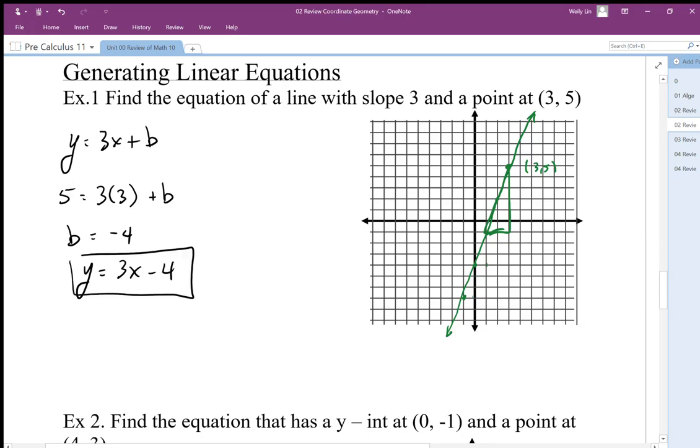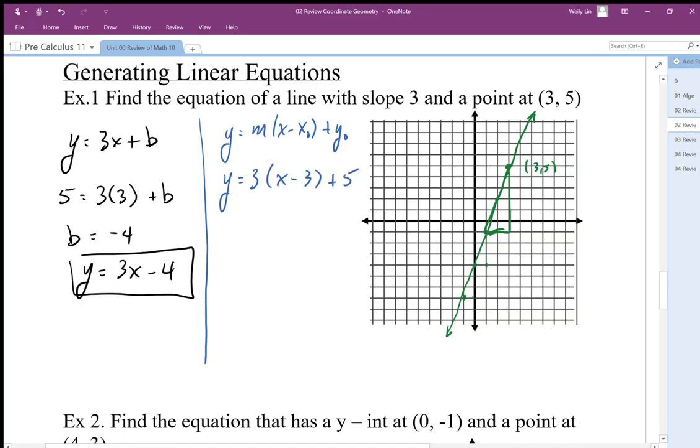Now in grade 11 and 12, we should start transitioning towards the point-slope form. And the point-slope form looks like this. This is the form we use in calculus almost exclusively. The point-slope form is m times x minus x naught, plus y naught, where x naught, y naught represents some point, and m represents slope. If I have the slope, 3, and I have a coordinate, x is 3, y is 5, I just plug it in like that, and then I'm done. I just put in my slope and my point, and I'm done.